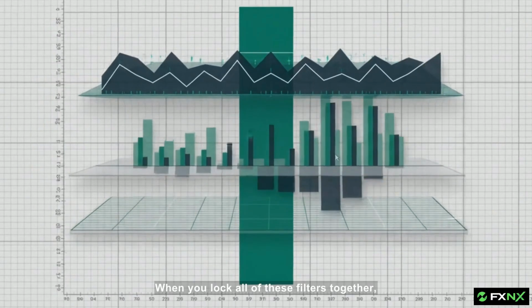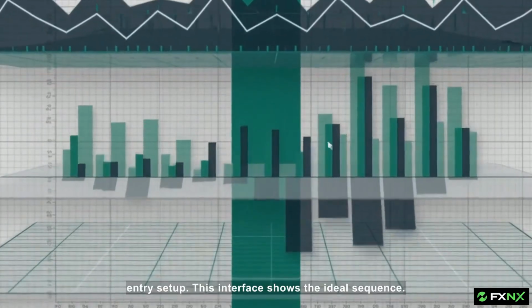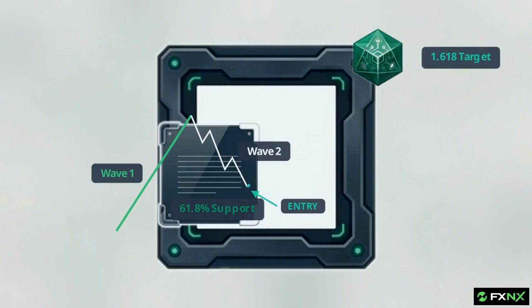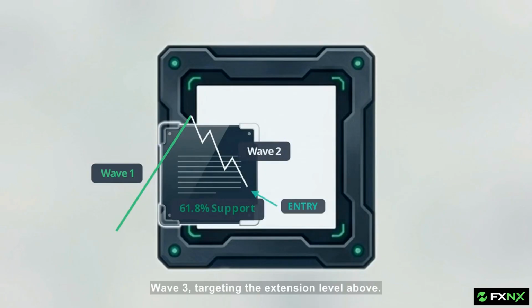When you lock all of these filters together, you arrive at the mechanics of the classic entry setup. This interface shows the ideal sequence. You identify a valid Wave 1, wait for the Fibonacci retracement to find support, and execute your trade at the start of Wave 3, targeting the extension level above.